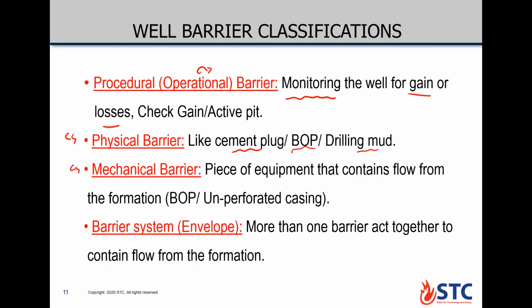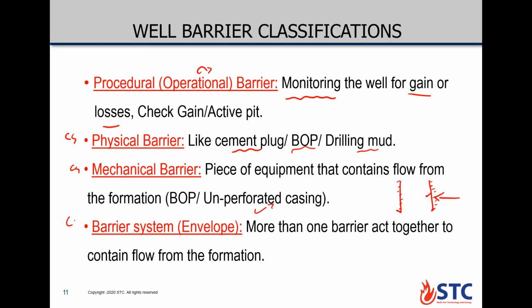Another type is the mechanical barrier. A mechanical barrier is a piece of equipment that contains the flow from the formation, like the unperforated casing. For example, if we drill our well to the setting depth, then run our casing, then do the cement operation, the unperforated casing acts as a barrier against the formation fluids. So now the formation fluids will not be able to enter the well.